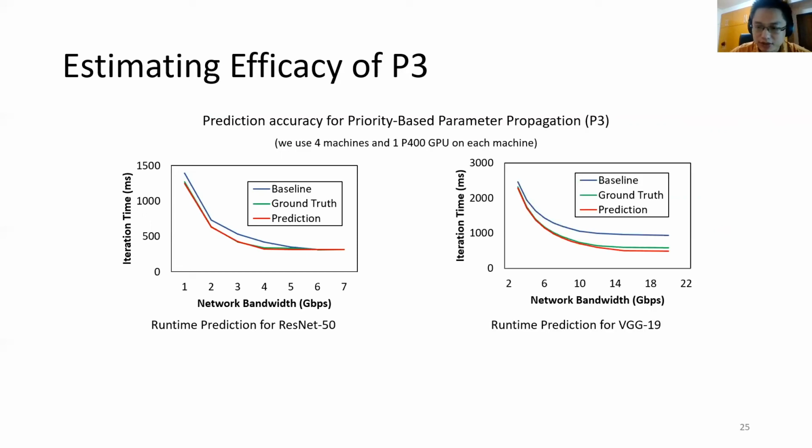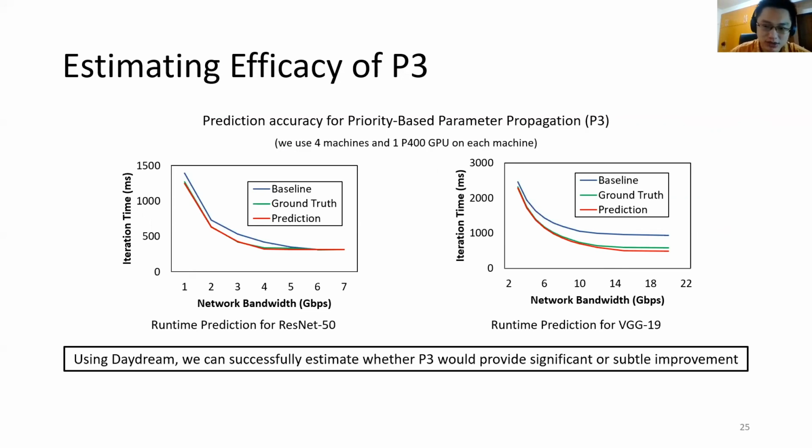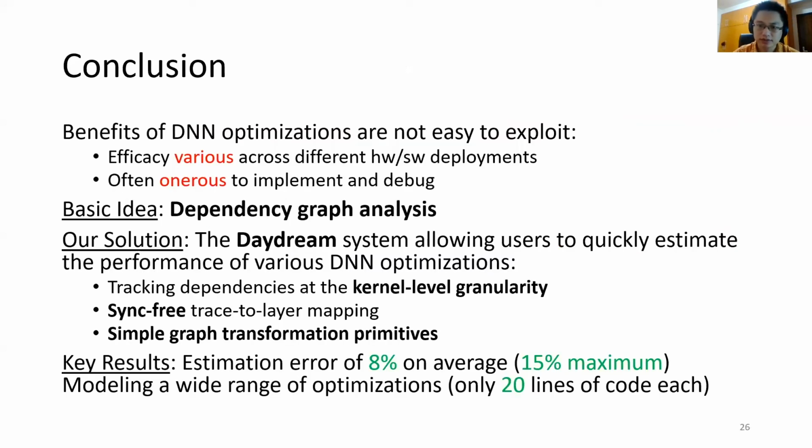It's the same for VGG19, where the prediction curve is very close to the ground truth curve. But the improvement of using P3 is significant. So this suggests that using Daydream, we can successfully estimate whether P3 will provide significant or subtle improvements.